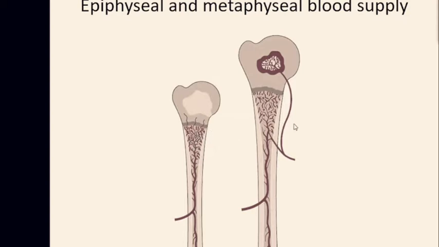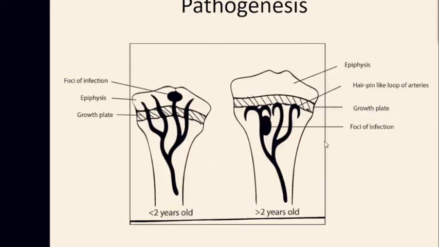But in older children, maybe more than 2 years, they have a different system. The metaphyseal blood supply system is just limited to the metaphysis, and it does not go through the physis. To supply the physis, there is a different artery system, the epiphyseal blood supply. So this is what we just talked about. In less than 2 years, the metaphyseal artery system crosses the physis, and in more than 2 years it does not cross.